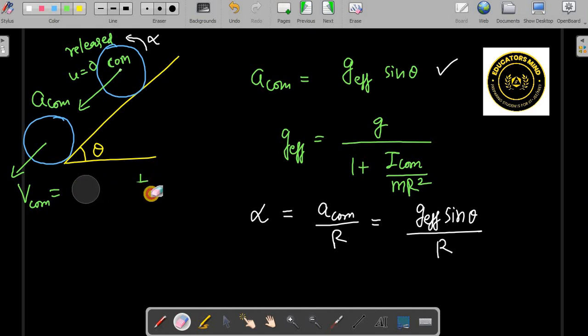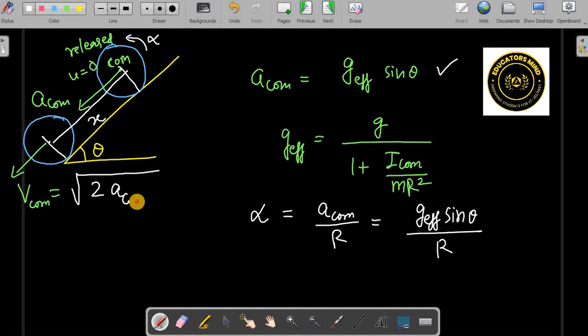So you can use v square equal to u square plus 2s, and here you can take height or distance. Let us say the distance is x. So v square equal to u square plus 2as, so v is equal to root under 2 into acceleration into distance. Now here acceleration can be written as g effective sine theta, so 2 g effective sine theta into x.